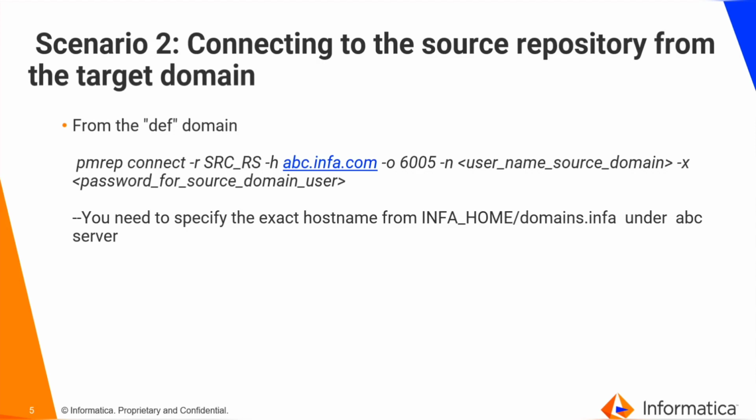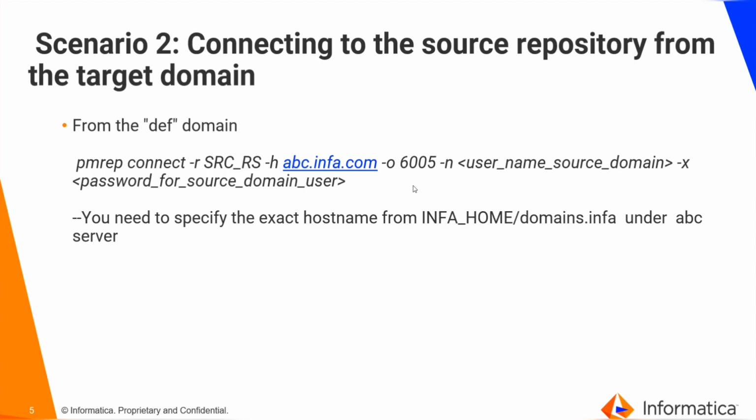So when you connect to the source repository for the first time from your target domain server, you need to provide the host name along with the node port, I mean hyphen o. After you successfully connect to your source repository from your target domain, the domains.infa file gets updated with the domain details of your source domain, so that whenever you try to connect again, you can directly use hyphen d instead of hyphen h and hyphen o. That's the difference in when we need to use hyphen h and hyphen o.